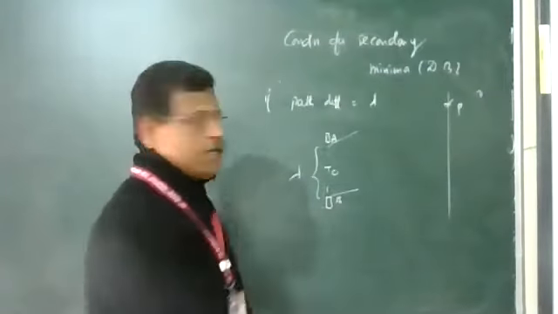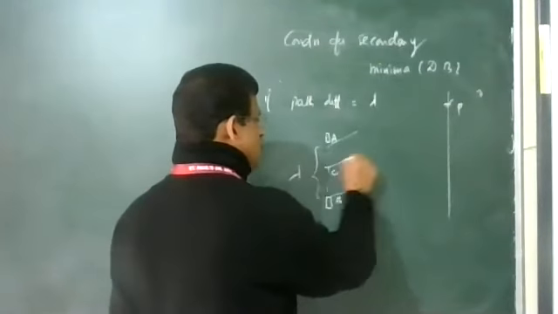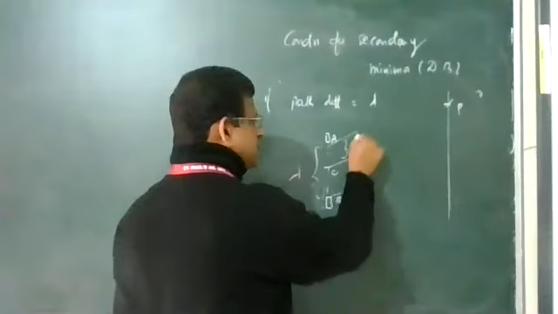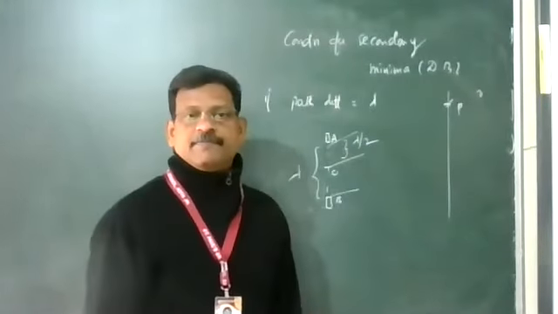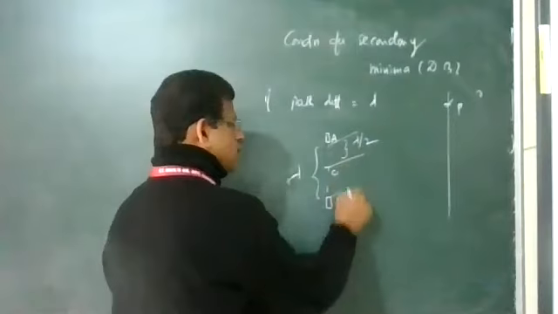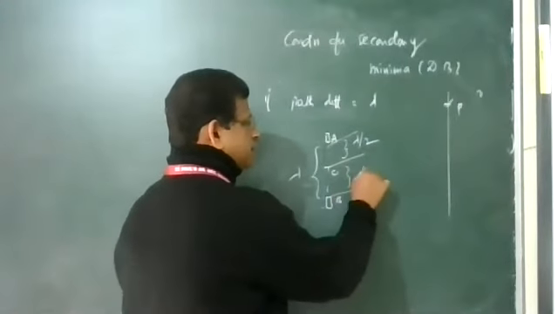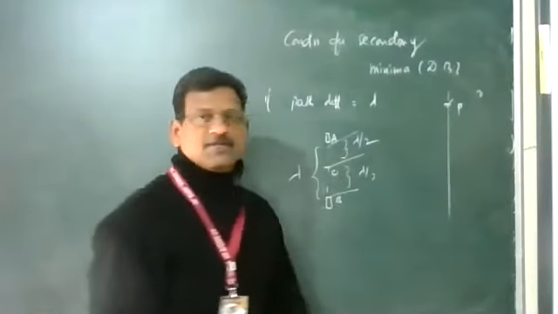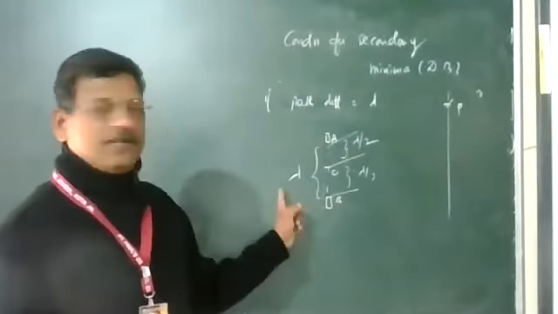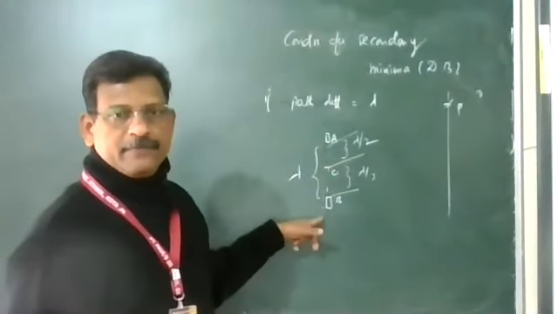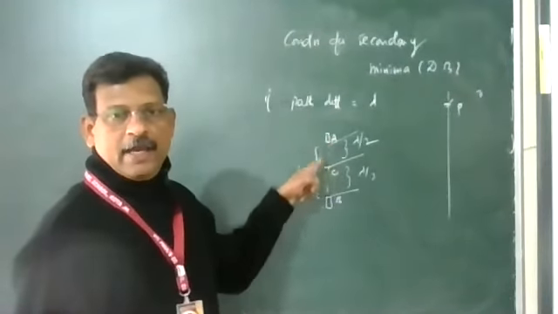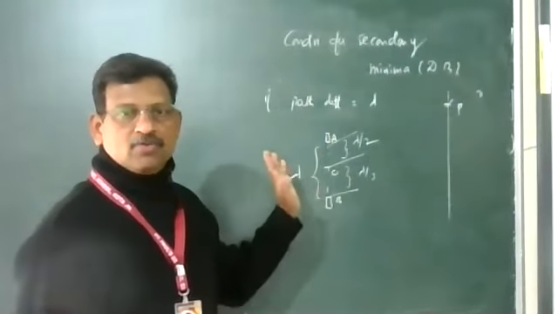So the path difference between A and B is lambda, and the center point of the slit is O. If one wavelength goes from O and another from A, they reach the point with a path difference of lambda by 2. Similarly, one wavelength from O and another from B reach the point with a path difference of lambda by 2. So between A and B it is lambda; divide the slit into two equal parts, OA and OB. A and O is lambda by 2, O and B is also lambda by 2.